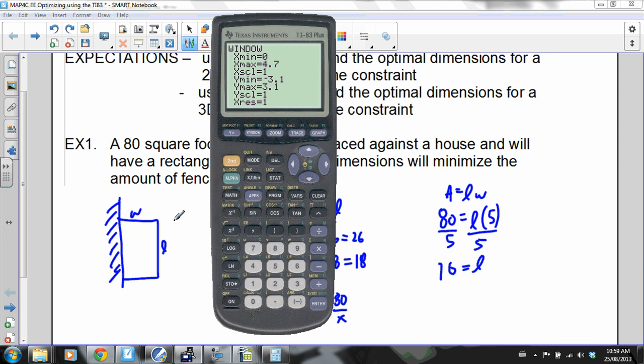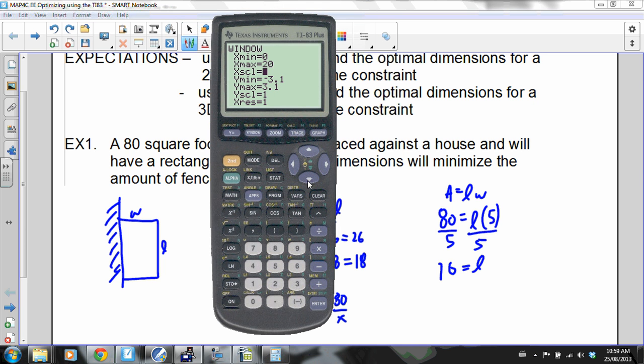And I don't know, what would be the biggest, the maximum X that would make sense? I don't know, 10 or 15, maybe? 20, why not? Going up by X scale means how much I'm going up by. 1 seems okay, I suppose. Maybe I'd make that 5, so there's not so many ticks.